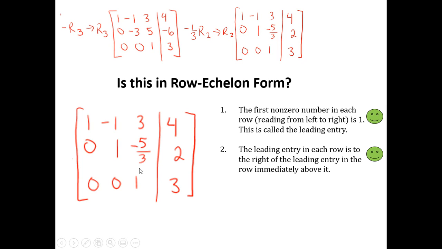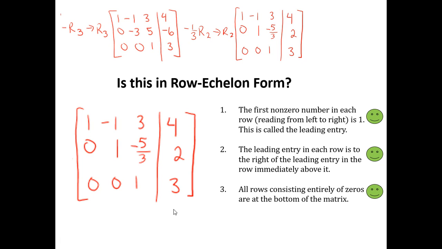Remember, that also means that there is a 0 below the leading entry. So here, first row, there's a 0 below it. Second row, there's a 0 below it. And third row, even though we don't see it, it's insinuated that there is a 0 below it. And lastly, even though we don't see a whole row of zeros, it's insinuated that it is there. We just don't write it. So that does qualify as row echelon form.